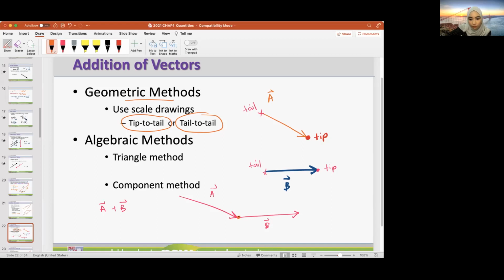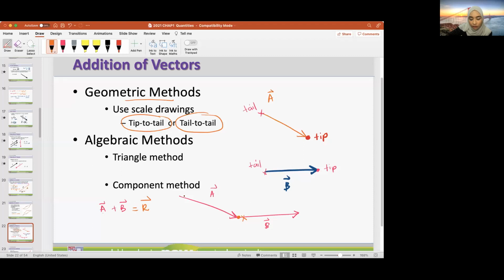This is the tip of A. This is the tail of B. Tip to tail, A plus B. Okay, and then you're asking me, okay, we have placed tip to tail, how do I get the resultant vector? So A plus B is going to give me something called a resultant vector.